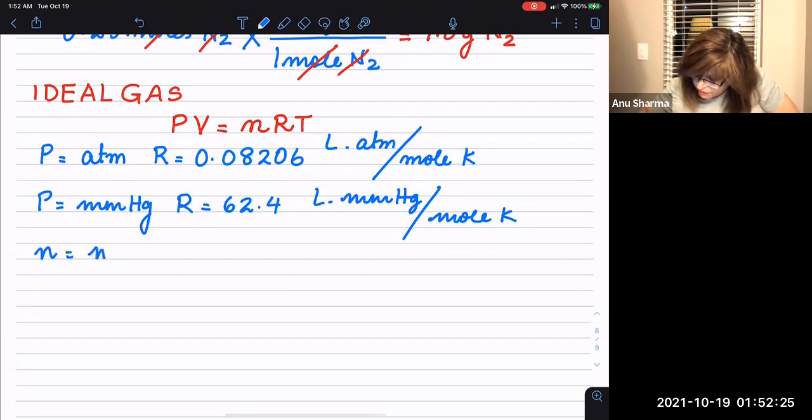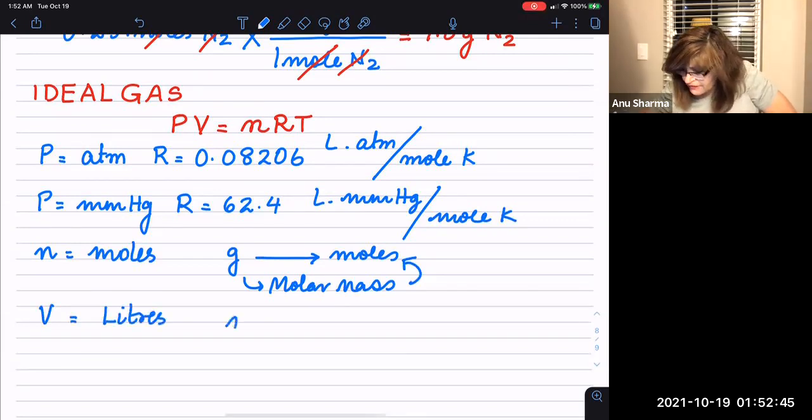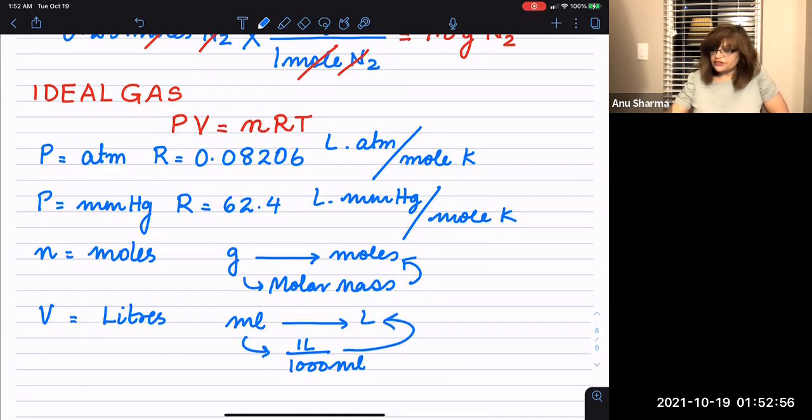N is just the number of moles. So if you are given the grams, you should always convert to moles using the molar mass. Okay, always. Next is the volume. Volume always has to be in liters. So if the volume is given to you in milliliters, convert it to liters by multiplying by 1 liter over 1000 milliliters, and that will convert it into liters.